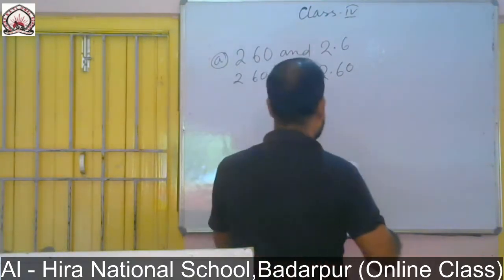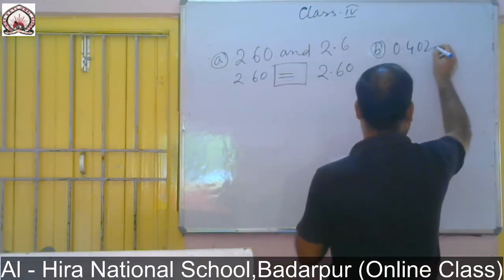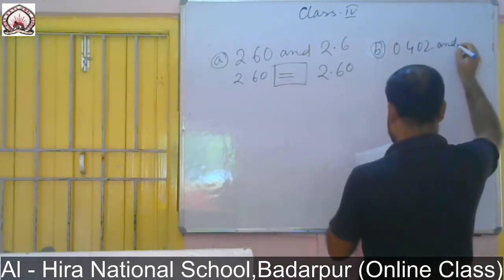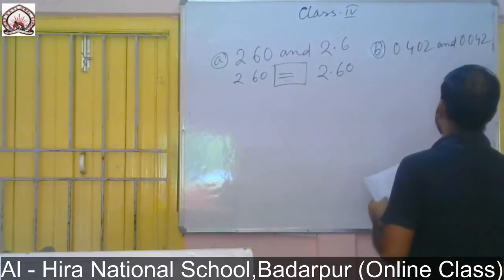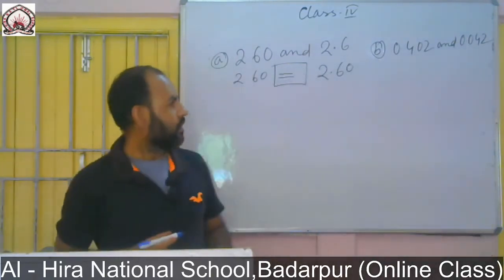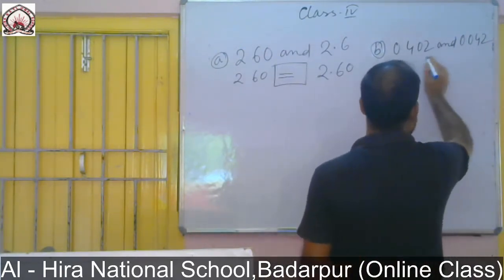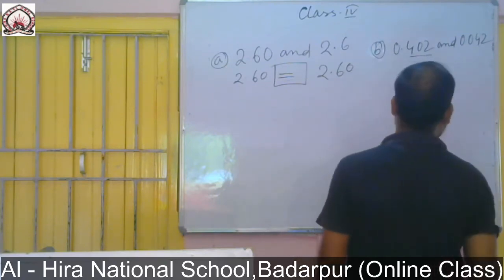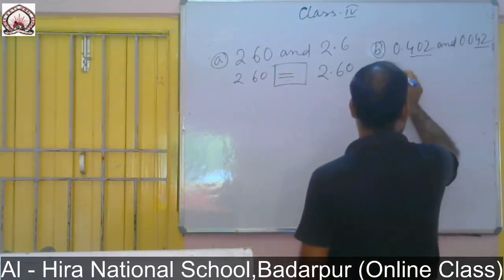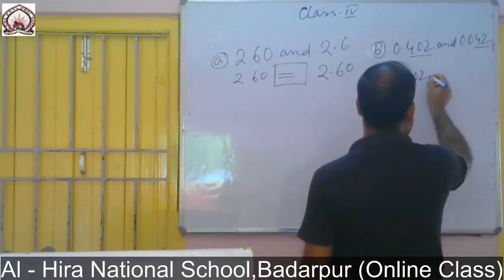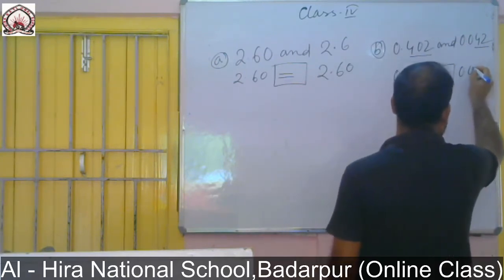Next one is what? Question number B, 0.402 and 0.042. Here we see there are 3 digits, and there are also 3 digits. So we can easily compare. After the point it is 402, and after the point only 42. So this one is bigger, so we write 0.402 is greater than 0.042.